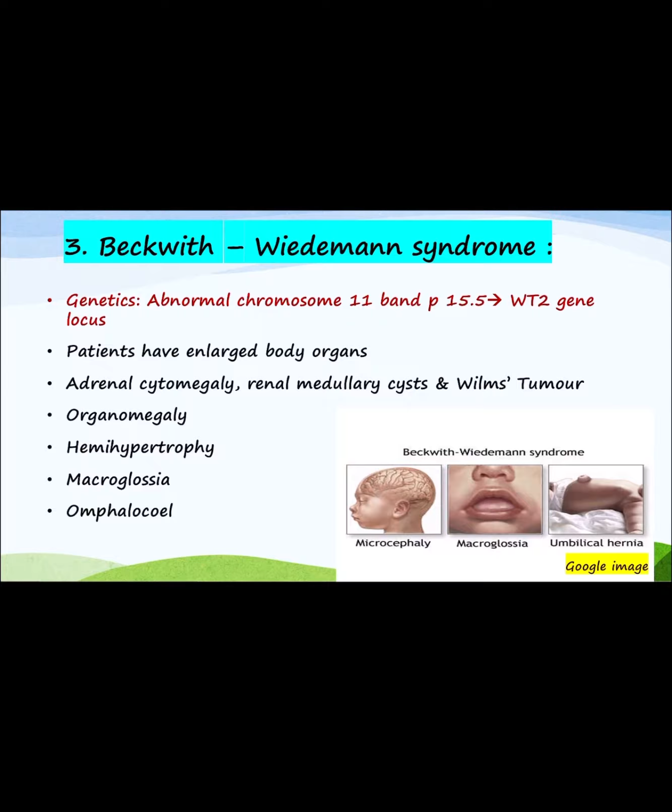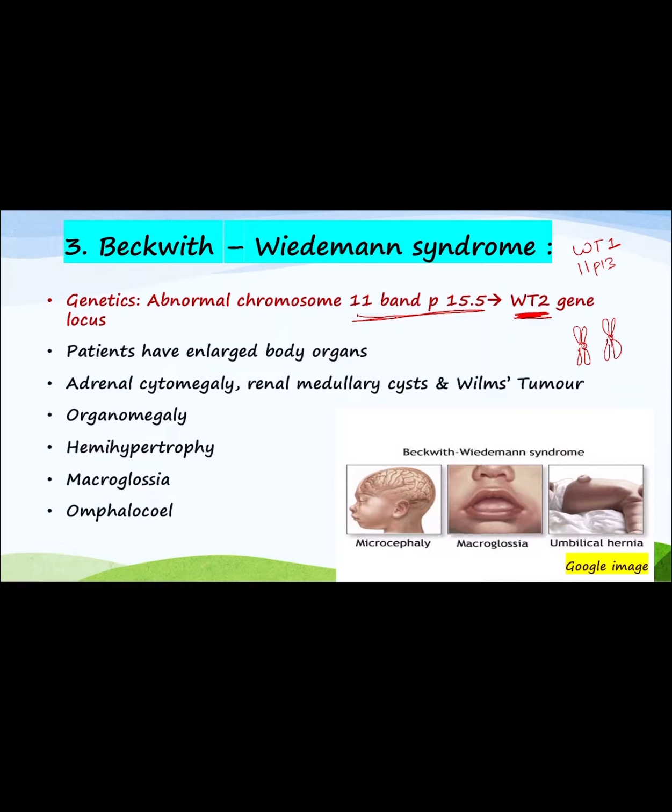Now next is Beckwith-Wiedemann syndrome. In this syndrome, the gene showing the mutation is the WT2 gene. Previously the two syndromes were associated with mutations in the WT1 gene, in the 11p13 locus, and this third syndrome is associated with the WT2 gene, and the locus is 11p15. Now in this syndrome, there is loss of imprinting. The WT2 gene alleles are inherited in both the maternal and paternal chromosomes.